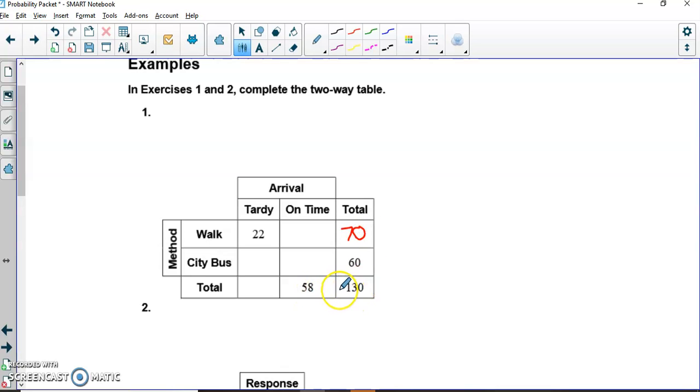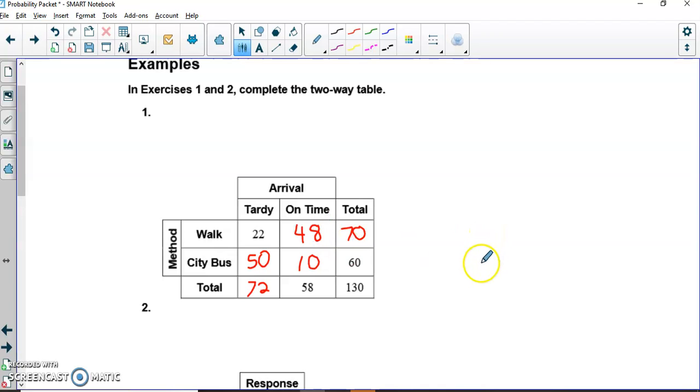And if the total is 130 and part of it's 58, this has to be a 72. Now we can move up this way, right? So if the total is 72, part of it is 22, this has to be a 50, right? So I'm just subtracting. And now we can go this way. 50 plus something equals 60, that's got to be a 10. And then something plus 10 equals 58, that has to be a 48. All right, so that's how you would fill it in.